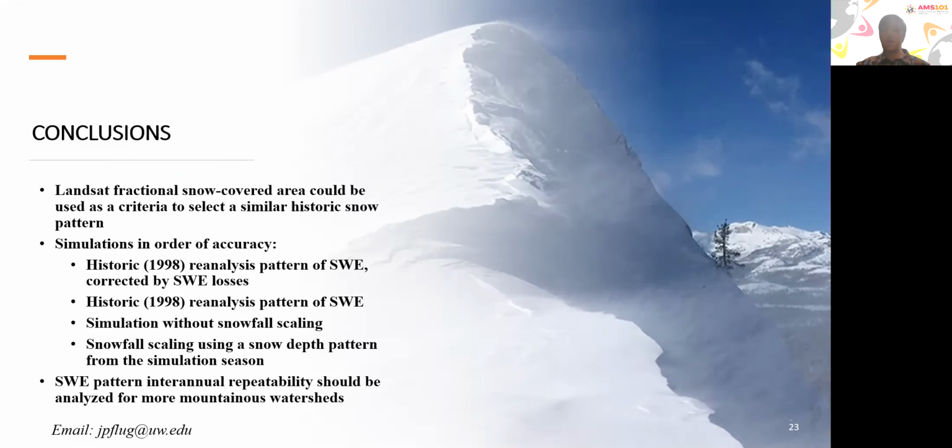And this was significantly better than simulations that were scaling snowfall without using a pattern or scaling snowfall using a snow depth pattern, even if that snow depth pattern was from the same year as the simulation, in this case, water year 2014. And we acknowledge that the Tuolumne River watershed does have very repeatable patterns. We should be extending this work to more watersheds to take a look at the applicability to be able to scale snowfall to represent these effects that are not captured by models in the meantime, for water management purposes.